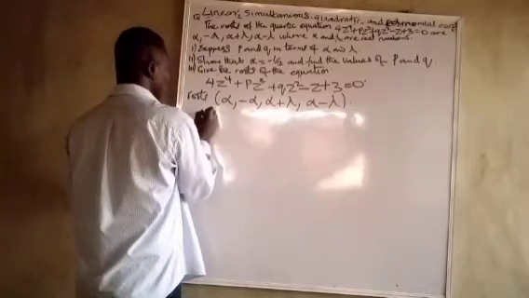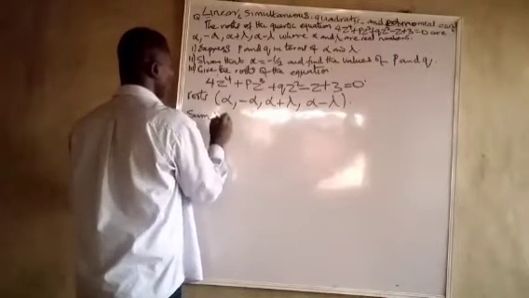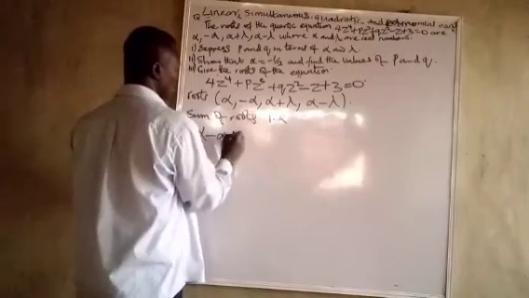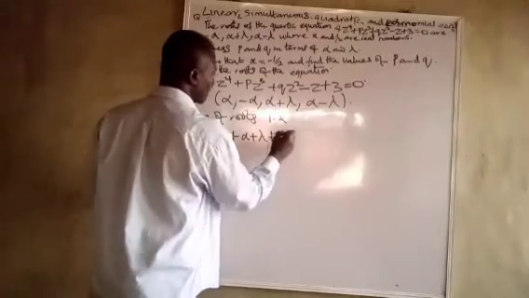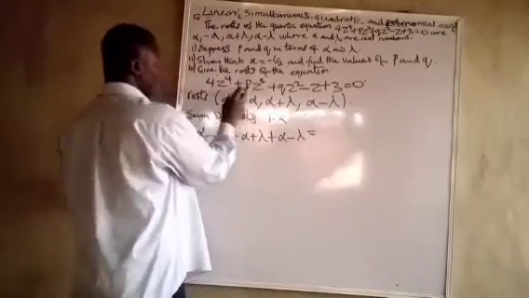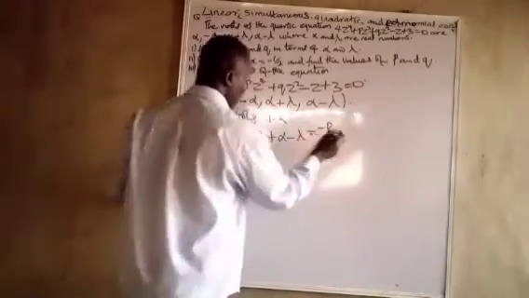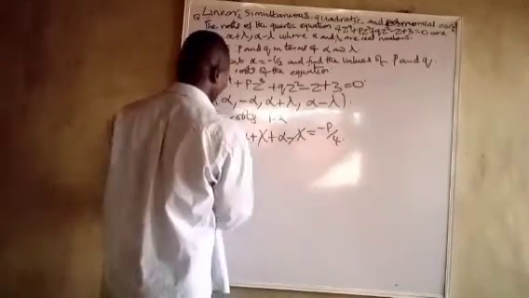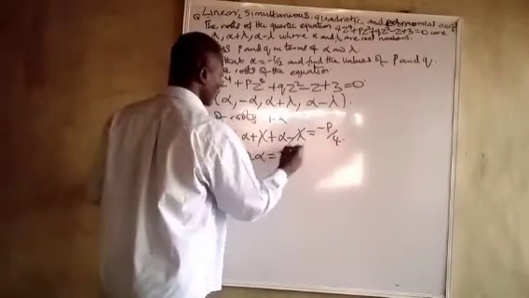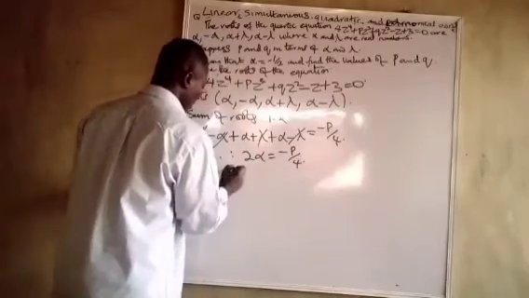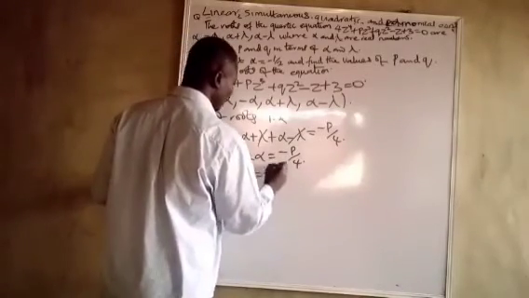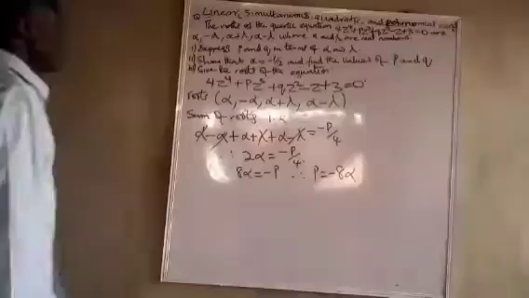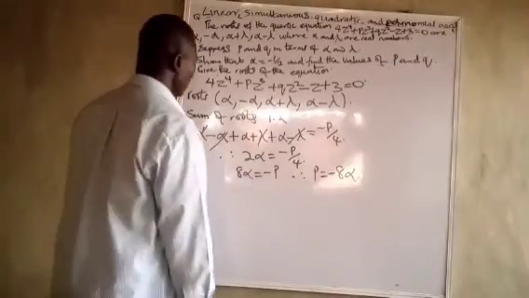The sum of the roots, that is alpha minus alpha plus lambda plus alpha minus lambda, is equal to minus p over 4. That is the sum. Now this one cancels this one. Therefore, 2 alpha is equal to minus p over 4. So 8 alpha is equal to minus p. Therefore, p is equal to minus 8 alpha. That is for p. Now let's look for q.